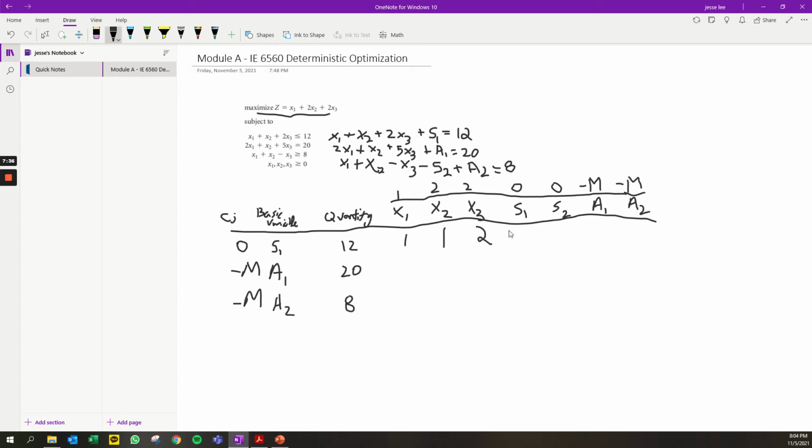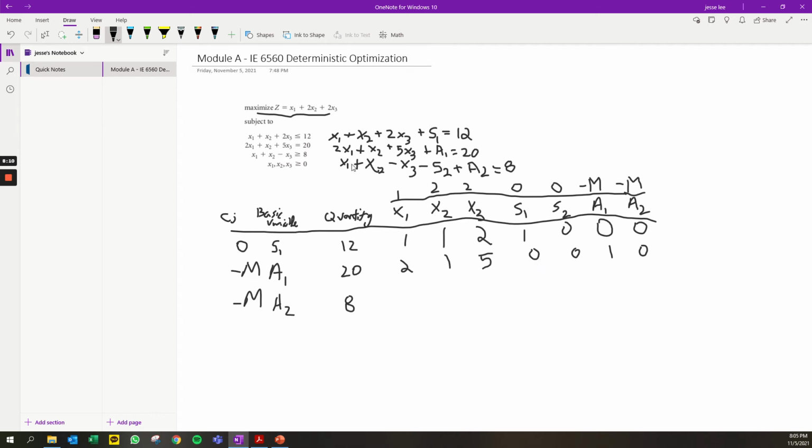S1, there's a 1. And then notice that there's no S2, A1, or A2 in the first constraint. So we'll just put 0 for all of those. Second constraint, we have 2 in front of the x1. We have 1 in front of the x2. We have 5 in front of x3. And then we have only A1, so we'll put a 1 here. And then the rest, we can put zeros.